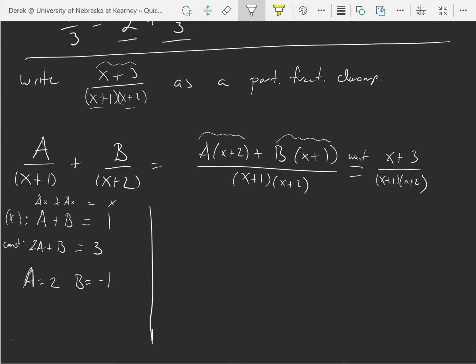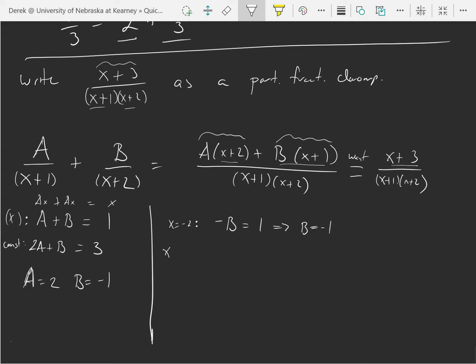The next way to do this is let's evaluate at certain points. Let's evaluate at x equals -2. If I evaluate at x equals -2, this first part becomes 0, and I get that negative b is equal to 1, which tells me b equals -1. Right, if you put -2 in here, you get -1b. If you put -2 in here, you get +1. So you get this equation.